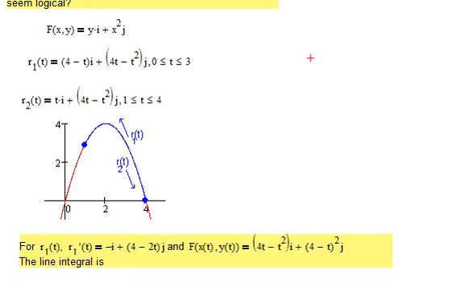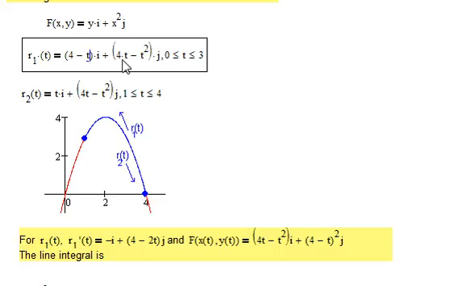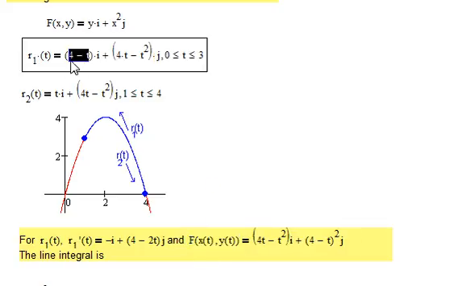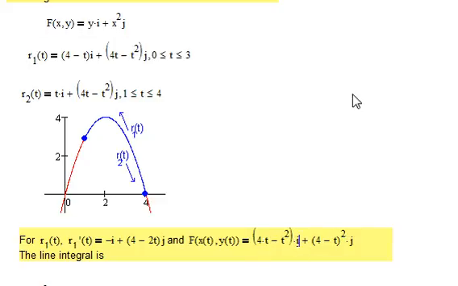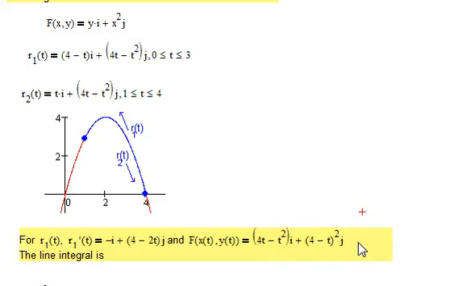And so, for r1 prime, that's pretty easy to tell: negative 1i, and then (4 minus 2t)j, right? And therefore our F of x of t, y of t is going to be, well, this is x and this is y. Our F is y i, that means (4t minus t squared)i, plus x squared j, and x is 4 minus t, so it's going to be (4 minus t) quantity squared, j.